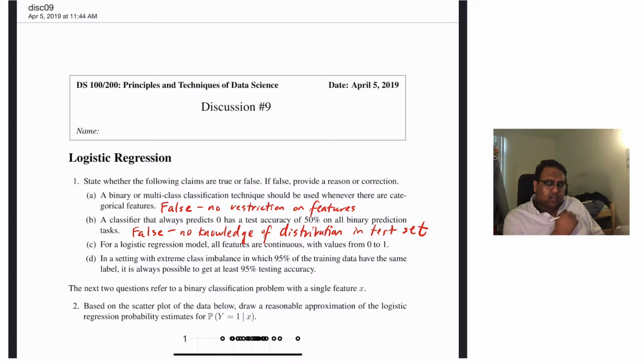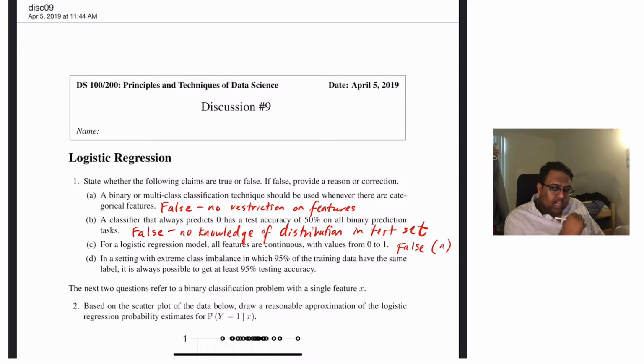C, for a logistic regression model, all features are continuous with values from 0 to 1. Again, that's false. The outputs of logistic regression are continuous with values from 0 to 1, but the features themselves have no restriction, right? The inputs to your logistic regression model could be anything, any vector of real numbers. Okay, so that's false, and it's sort of meant to trick you, right? All of these questions are sort of tricky. Okay, but really, it's for a similar reason to part A.